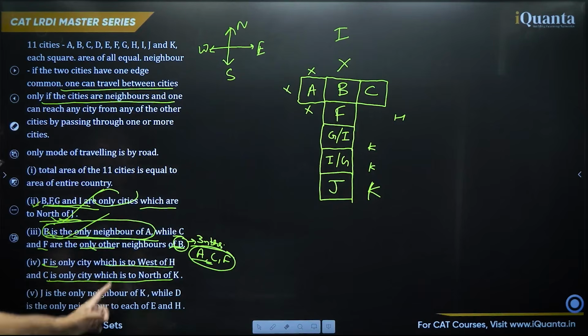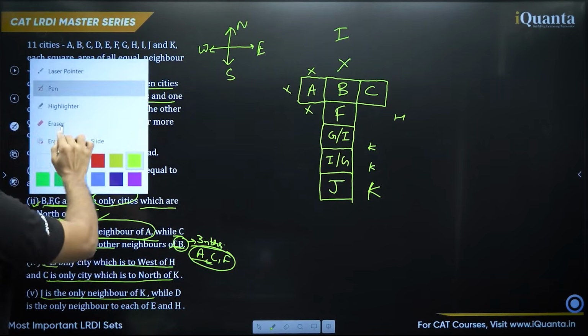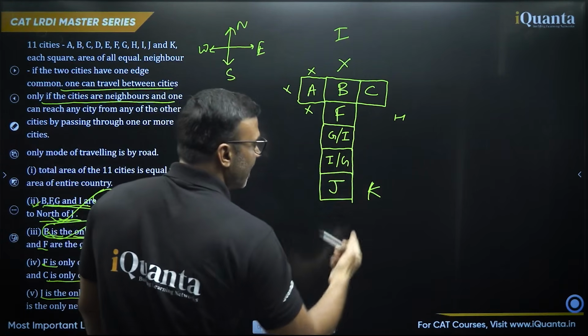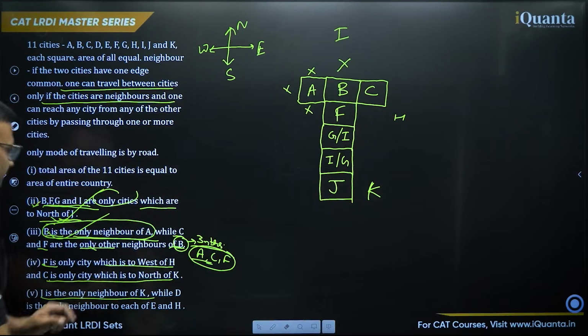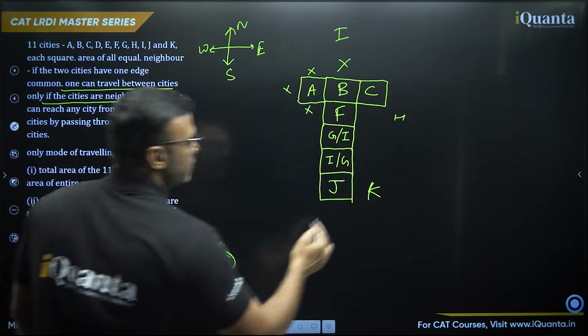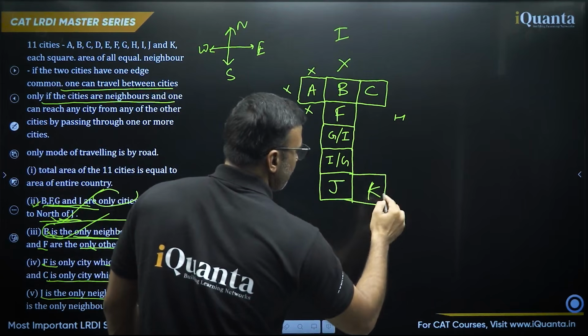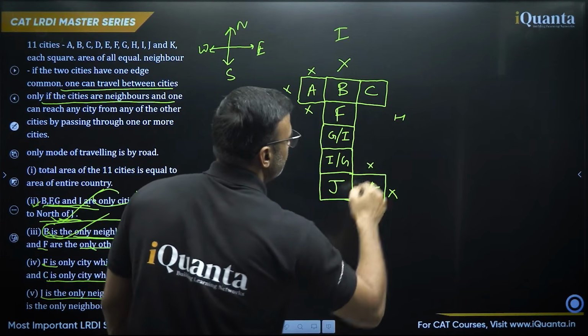Another information about K is that J is the only neighbor of K. J is the only neighbor of K. So what does that mean? That means K cannot be here, cannot be here. K has to be here. J is the only neighbor of K. Wow. So J is the only neighbor of K. So around K, there should be no other place.